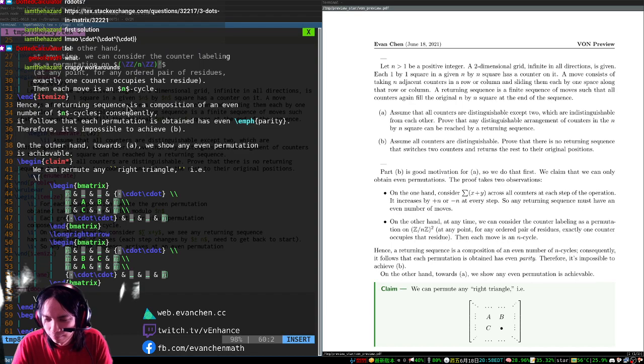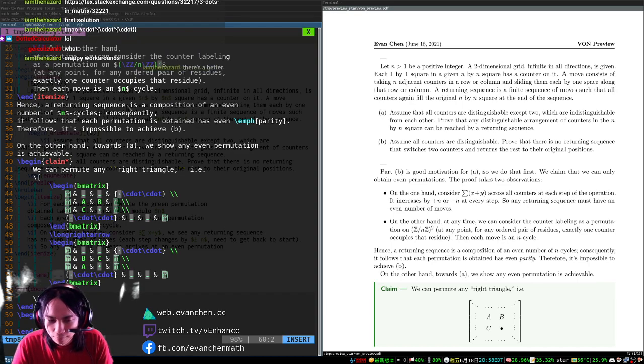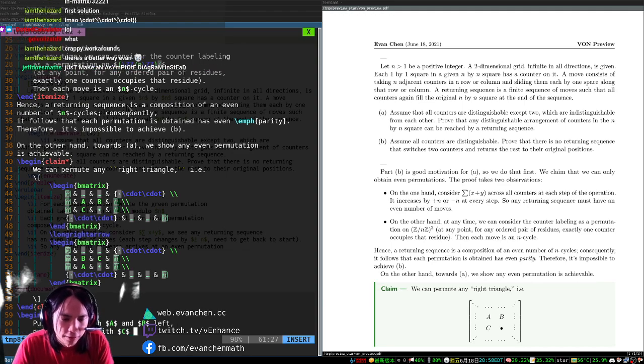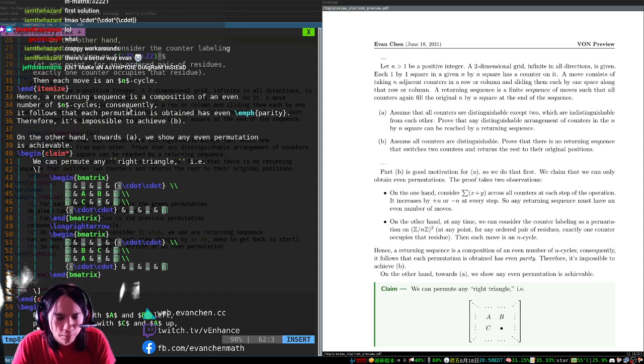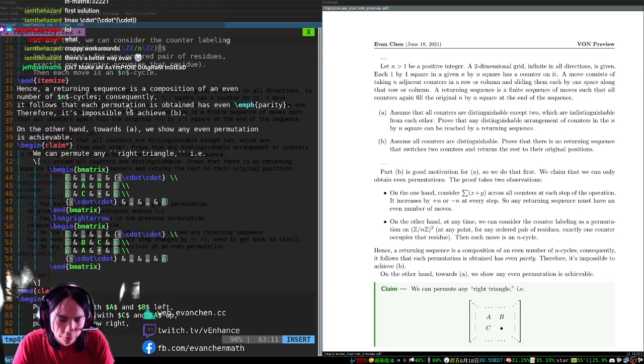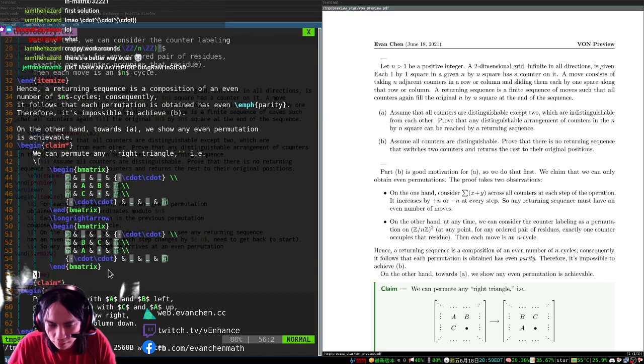Proof: push the row with A and B left. Push the column with C and A down, or B and A up, or C and A up. Push the same row right, back right. Push the same column down. Let me double check if that's the one I get and not the other one. Yeah.